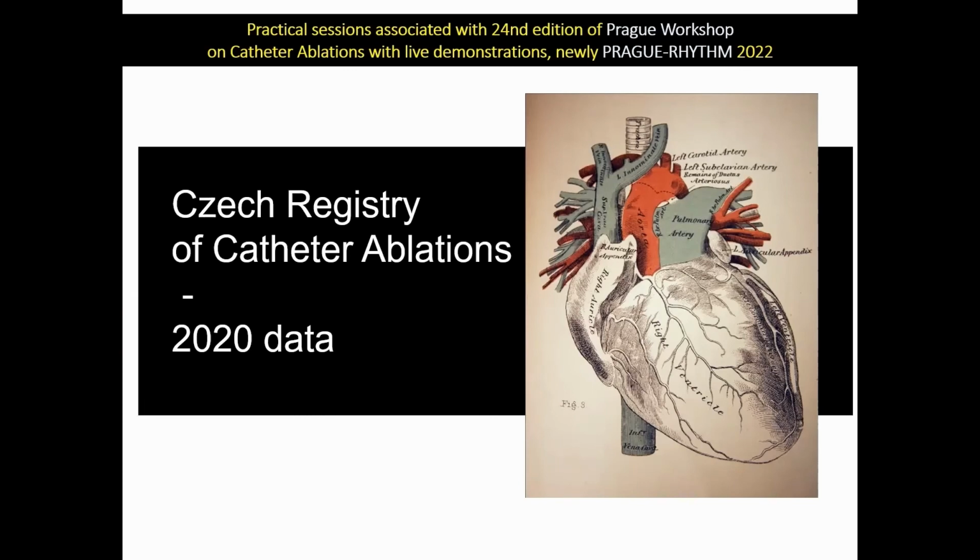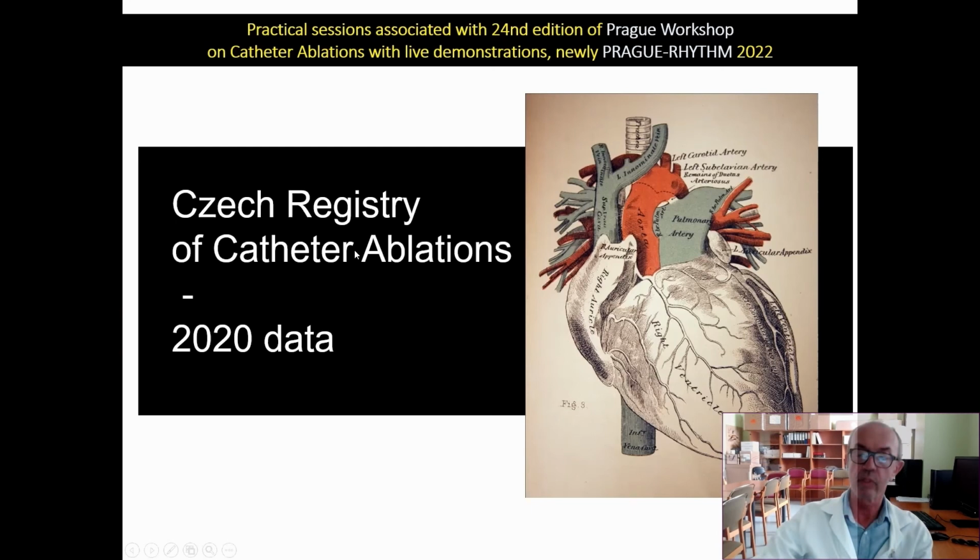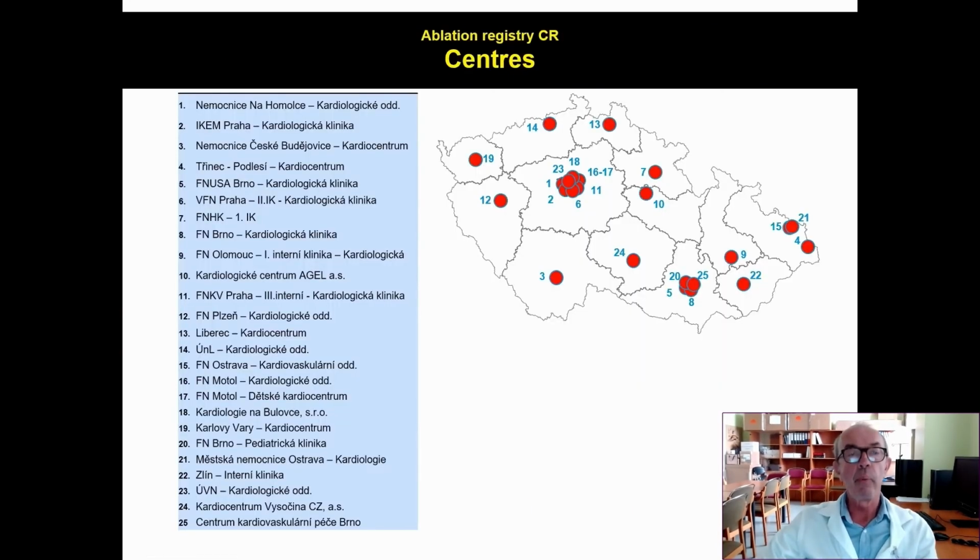And from the history, we move to the present time. These are data from 2020, because we do not yet have data from 2021. In Czech Republic, we now have 25 centers that are distributed quite homogeneously across the country. We have 10 million population. The highest density of centers is in Prague and in Brno. There are also 2 centers for the pediatric population, so we have 23 centers for adult patients.